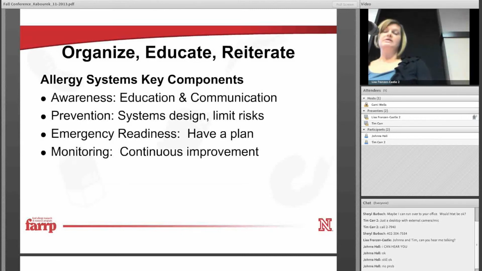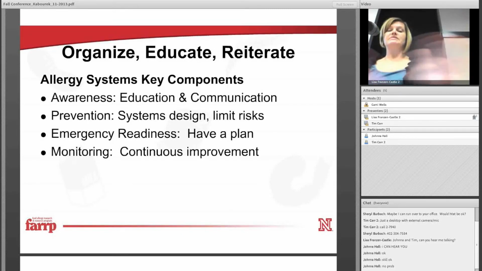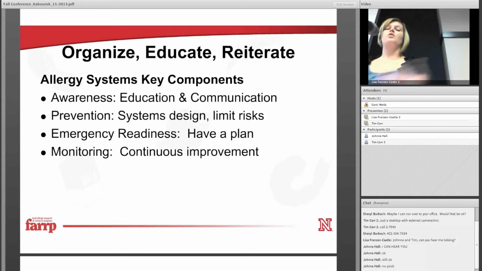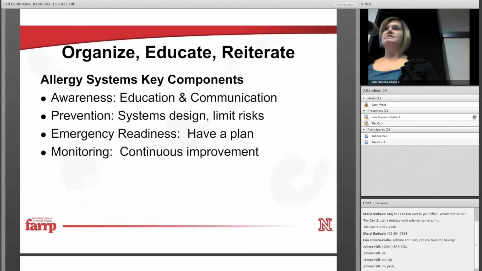I tried to keep this very broad and general because it applies both in the home and if you're in the schools educating or in other situations. So there's four components of allergen control. Number one is awareness. So you're not just teaching yourself and your family, you're also teaching the school system if they are school agers, or the daycare center, or wherever that child might be. So you have to educate and communicate with people outside your family unit.